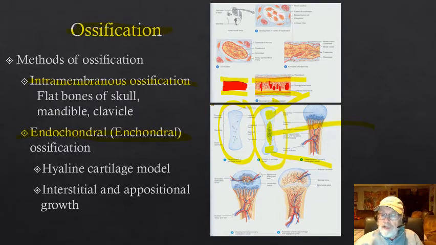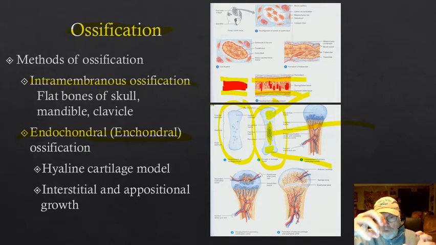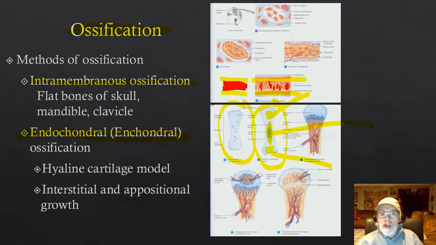What's going to happen is as the infant and the child matures, those primary centers of ossification get bigger, the secondary centers of ossification get bigger, and eventually they grow together by interstitial and appositional growth. When they touch each other, all of a sudden they fuse and they become one solid bone. And that's called endochondral or enchondral ossification.